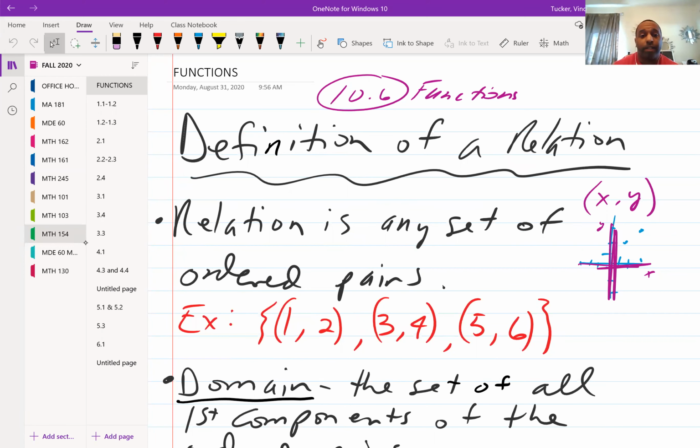A relation is any set of ordered pairs. So here we have an example of that. So it's 1, 2, 3, 4, 5, 6. We have 3 ordered pairs. So that will be considered a relation.